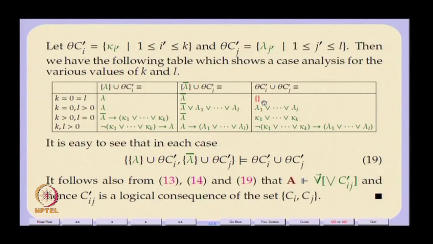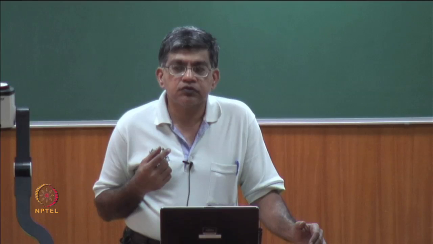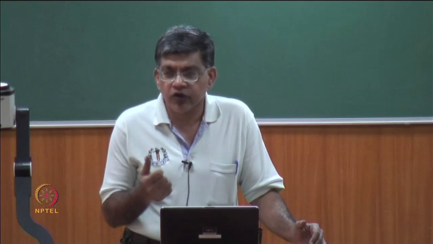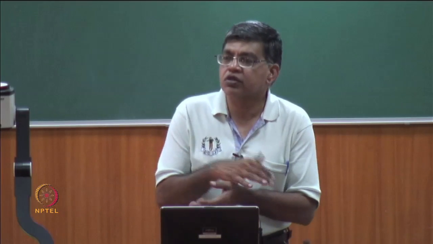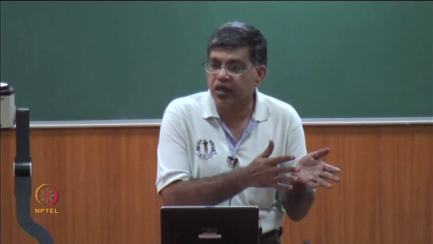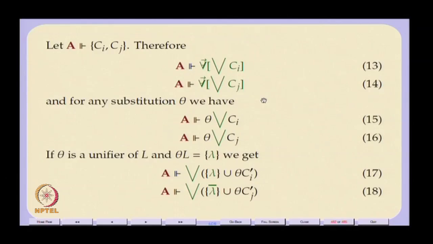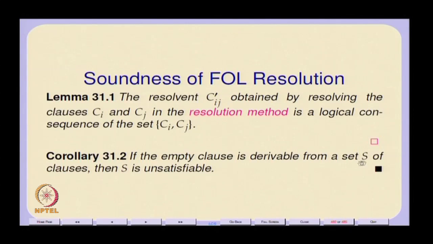Okay. So, in particular, if you derived an empty clause from C I and C j, then you are essentially saying that falsehood is a logical consequence of C I and C j, and so the inverse holds. The falsehood of course has no models, therefore the original parent would also not have any models, which is what we have in this corollary. If the empty clause is derivable from a set S of clauses, then S is unsatisfiable. And this lemma can of course be written more generally as: if S prime is obtained from S by a single application of resolution, then S prime is a logical consequence of S, and therefore repeated applications preserve logical consequence.